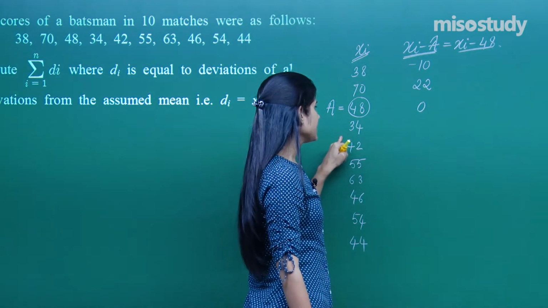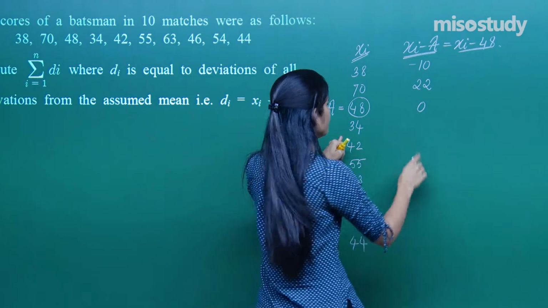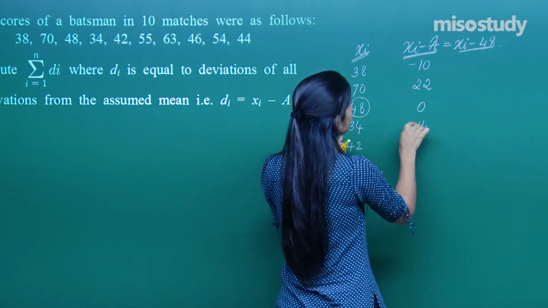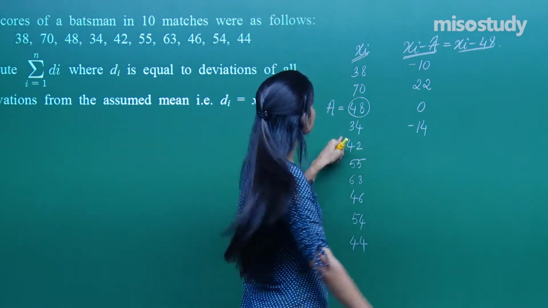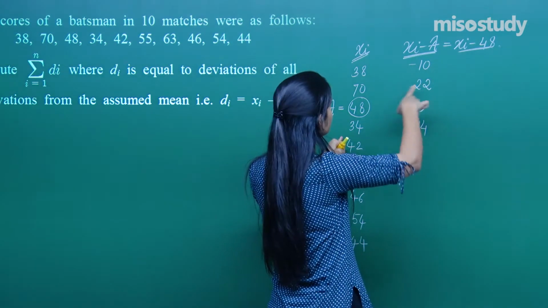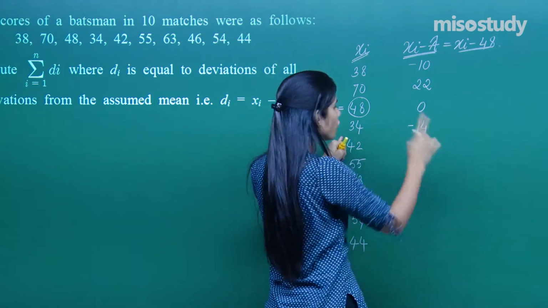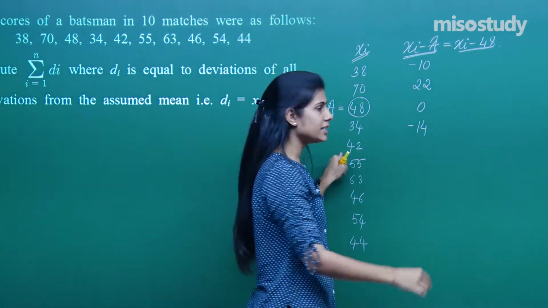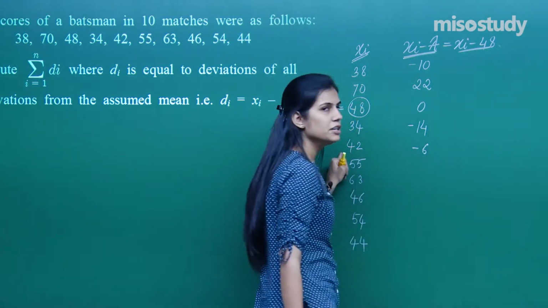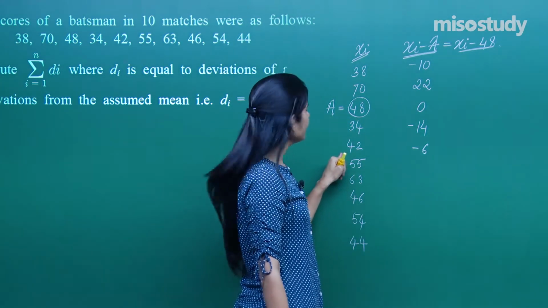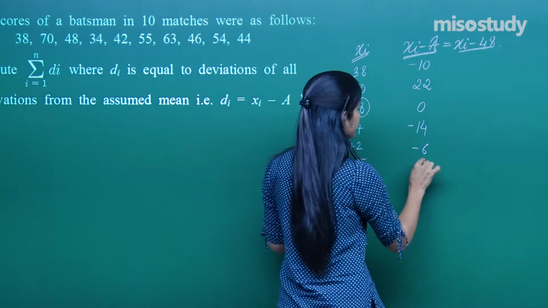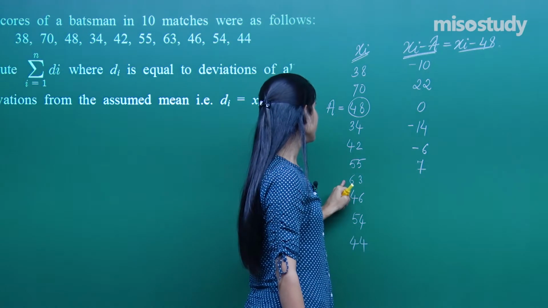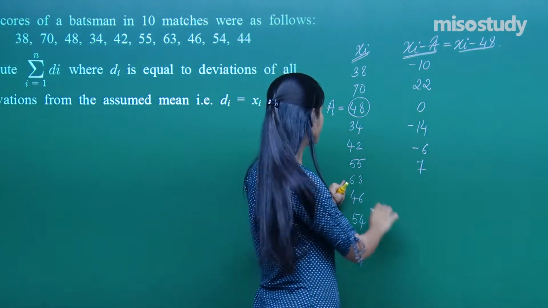Then 34 minus 48 gives me minus 14. 70 minus 48 gives me 22, 48 minus 48 gives me 0, 34 minus 48 gives me minus 14. Then 42 minus 48 gives me minus 6. 55 minus 48 gives me 7. Then 63 minus 48 gives me what? 63 minus 48?